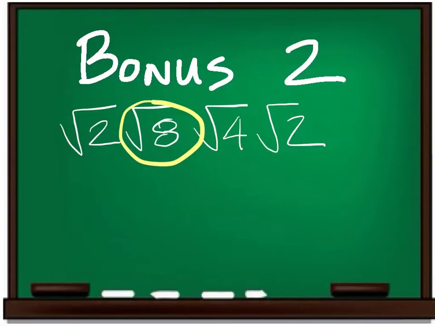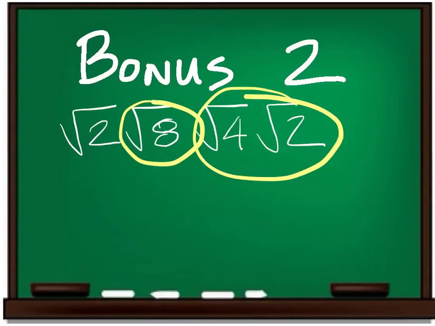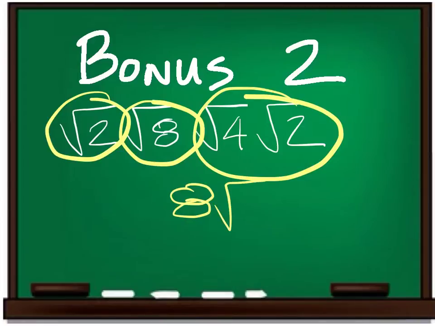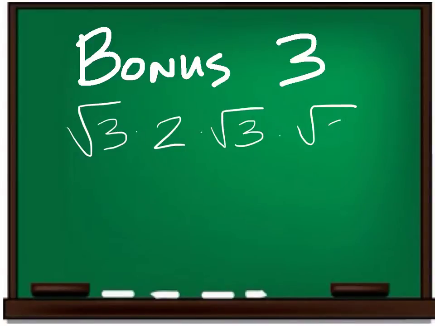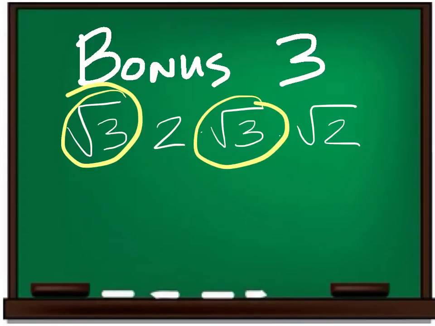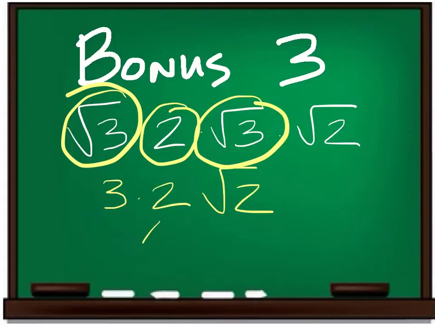Eight is the same thing as 4 times 2. So that's going to leave you with an 8. And then square root of 2. If you do this times this, you'll get 3. This is just a 2. It's not a square root. So you'll have 6 square root of 2.